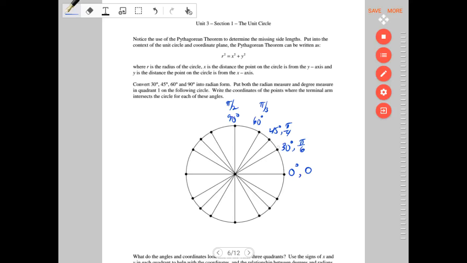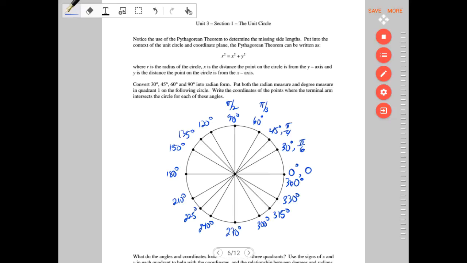So this is 30, and another 30, and another 30, so another 30 makes 120. And then between 30 and 45 was 15, so that makes 135. And this would be 150, because we add on another 15. And we know that's 180. Keep going. 210, 225, 240, 270. 300, 315, 330, and full circle puts us back at 360 degrees.